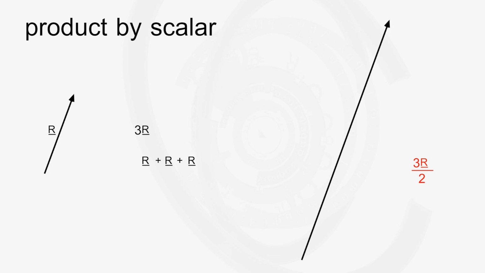Having this random vector r, multiplying this vector by a scalar quantity of 3. This is like replicating the vector 3 times. The resultant vector is 3 times the original one. Now dividing the resultant by 2.